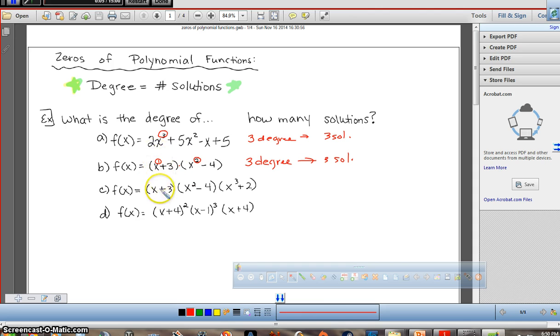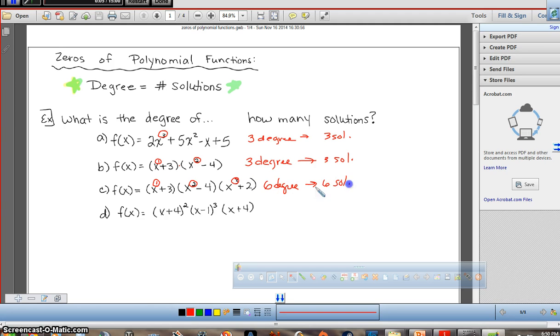Letter C. If we were to FOIL it all out, I would not recommend it. It would take you quite a bit of time to answer this question if you did do that. So again, we're going to look at all the exponents and add them together. So 1, 2, and a 3 gives us a 6 degree.